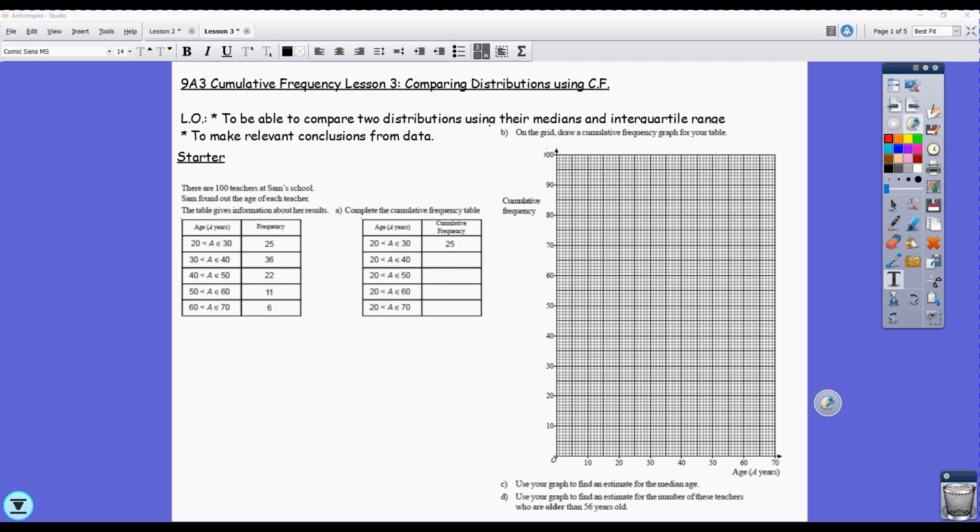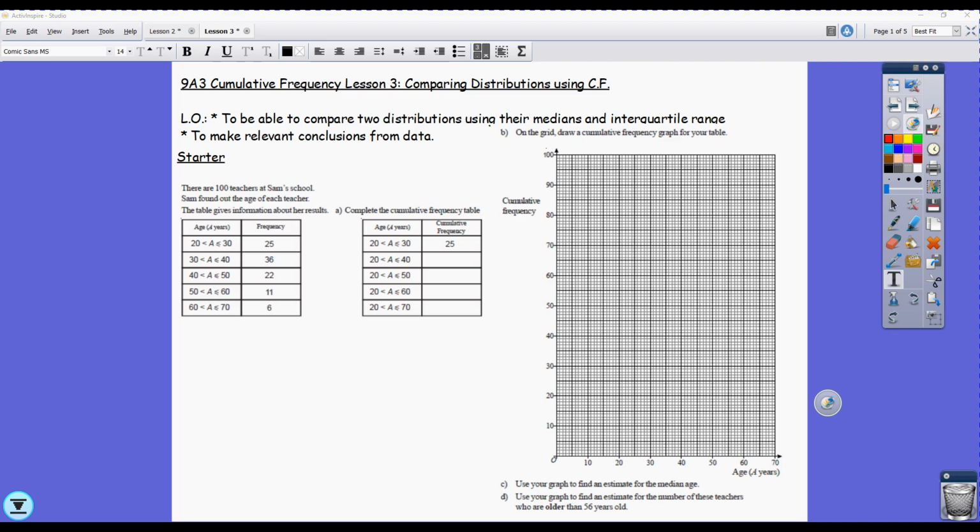In the last video about cumulative frequency, we discussed how to work out the quartiles and how to interpret cumulative frequency graphs. That was great when we had one single situation. What we're going to do now is actually compare two different distributions using cumulative frequency.